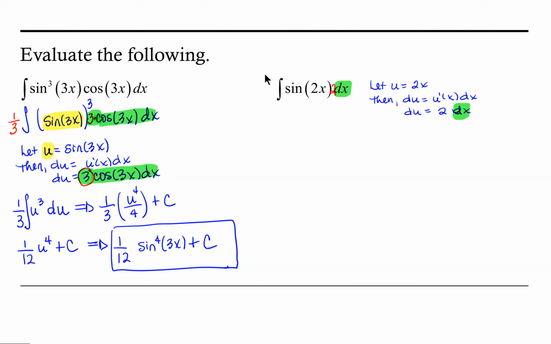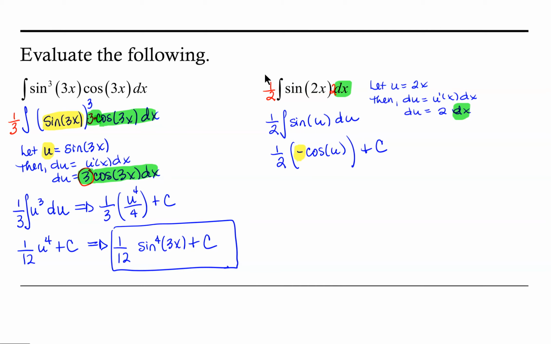and multiply by 2 and by 1/2 so that we don't change the integrand. So we have 1/2 sine of u du, and then the antiderivative of sine is negative cosine of u plus constant of integration.